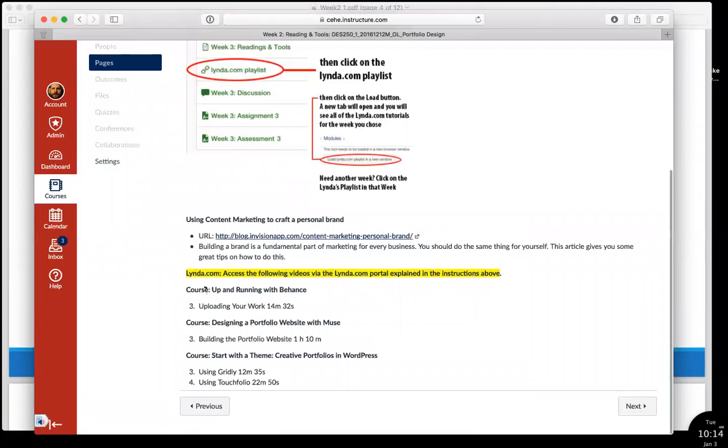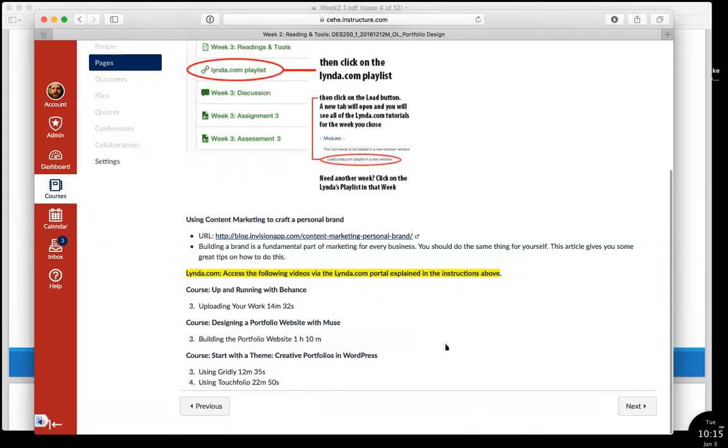In addition to that, we have some lynda.com links that are available, again, through the Lynda link in our course. This week, it's going to be Up and Running with Behance. So you're going to learn more information about getting your Behance website set up if you need that. One of them is Designing a Portfolio Website Using Muse. Now, some of you may already know that, but for those who don't, Muse is a very great tool for creating your own portfolio website as well, but you have more custom control over what you're doing than you would on Behance. And so this is a great course for learning how to create a website. It's an hour and 10 minutes using the Muse program.